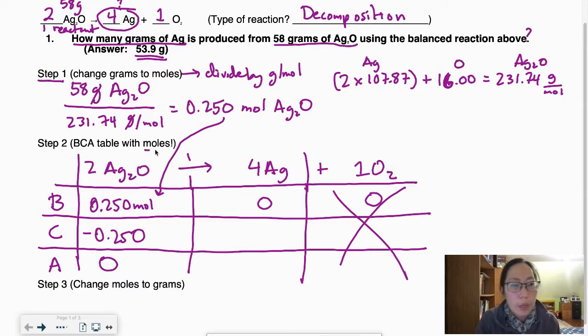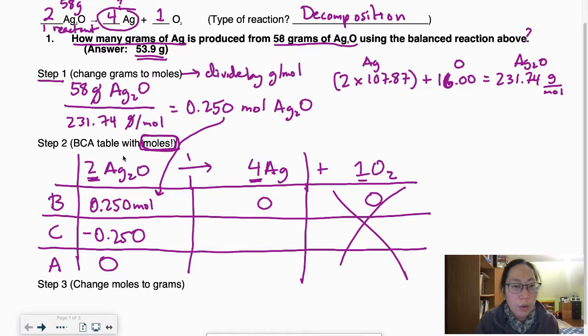Now, remember, BCA tables, always moles. Okay, only moles in the BCA table. The BCA table works with moles because we're working with the ratios. These numbers represent the ratios for moles. Okay, so only moles can go in this table. All right, so here's our change. Remember, we base our changes off of the change of the substance that we are limited in. Okay, in this case, we only have one reactant. That's what we're going to base our change off of.